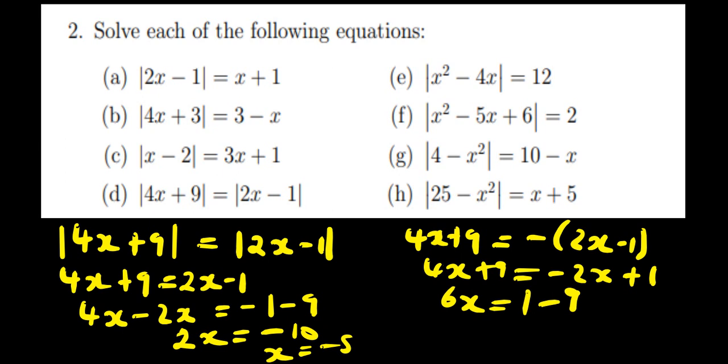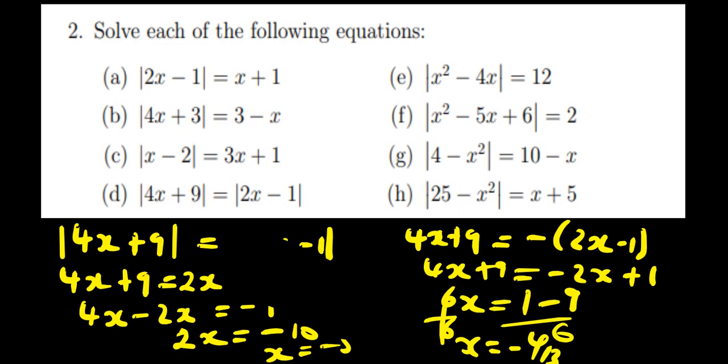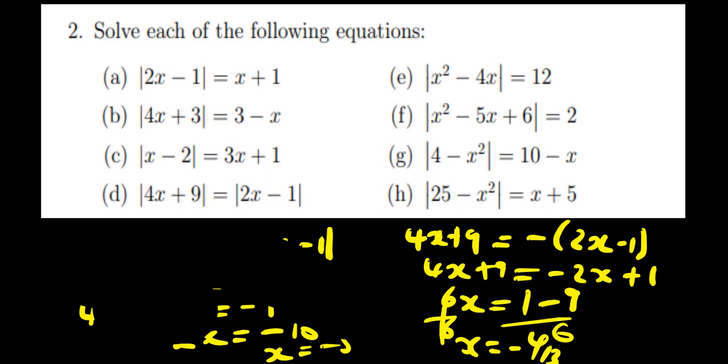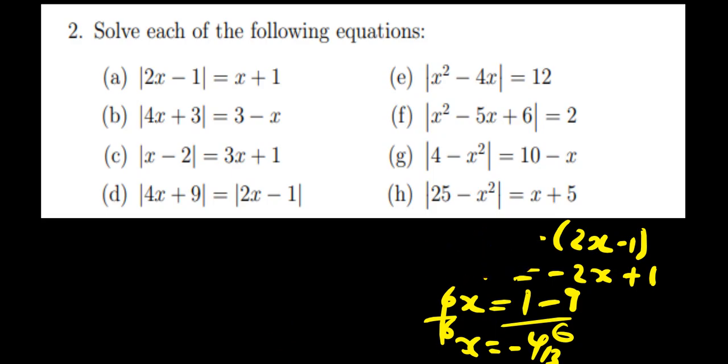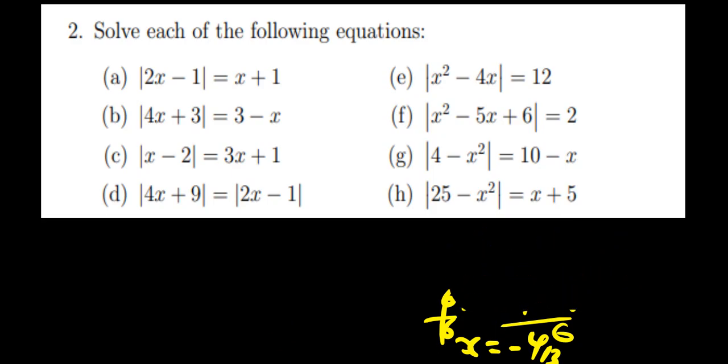Okay, so I divide by that, then your x will just be 1 minus 9, that is just negative 8. Negative 8 over 6, that will just be negative 4 over 3. So that's how I'm going to be solving these modulus equations. So very simple and very straightforward.